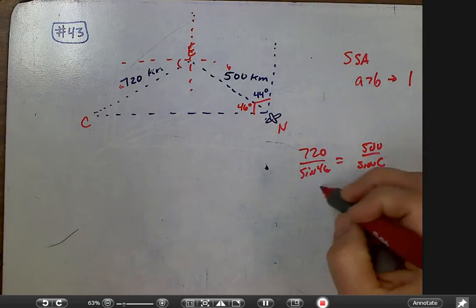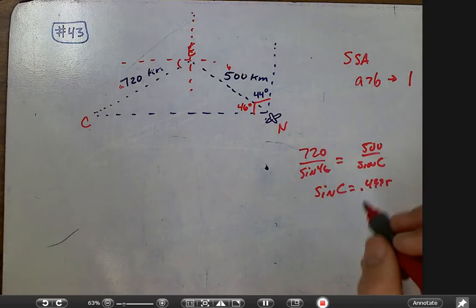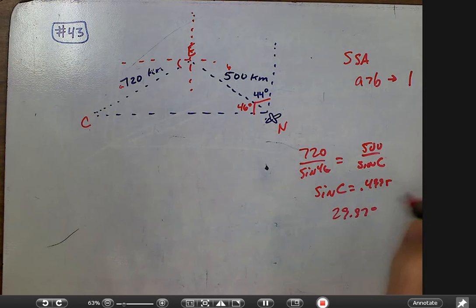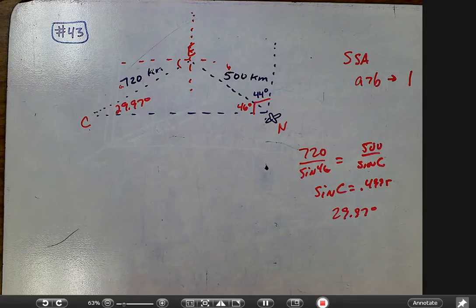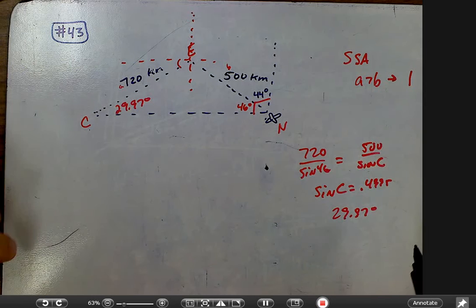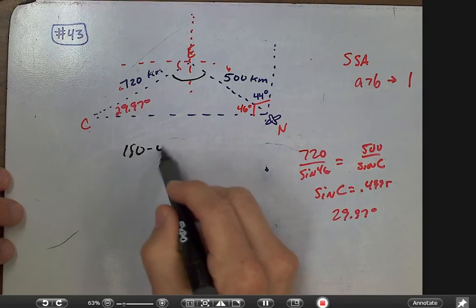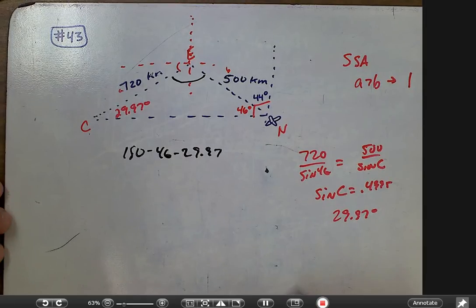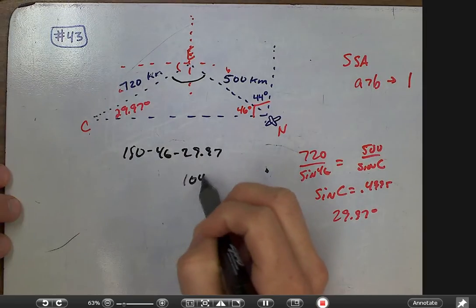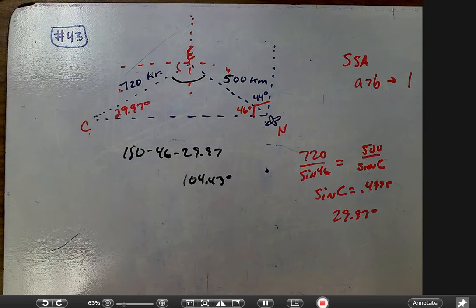So do the math. Sine of C turns out to be 0.4995. Arc sine of that means that it's 29.97 degrees. So that is 29.97 degrees right there. I'll go ahead and change colors to black because we want to find the answer in the red up there. And so now I know that the given angle, this big angle through here, has to be 180 minus 46 minus 29.97. And that turns out to be 104.43 degrees. So the big angle is 104.43 degrees.